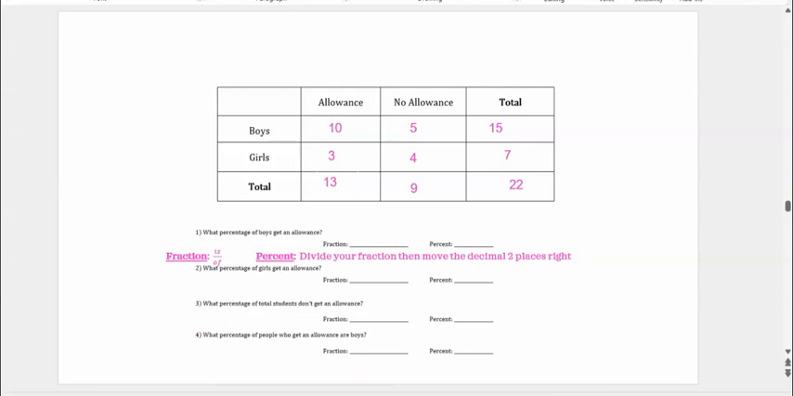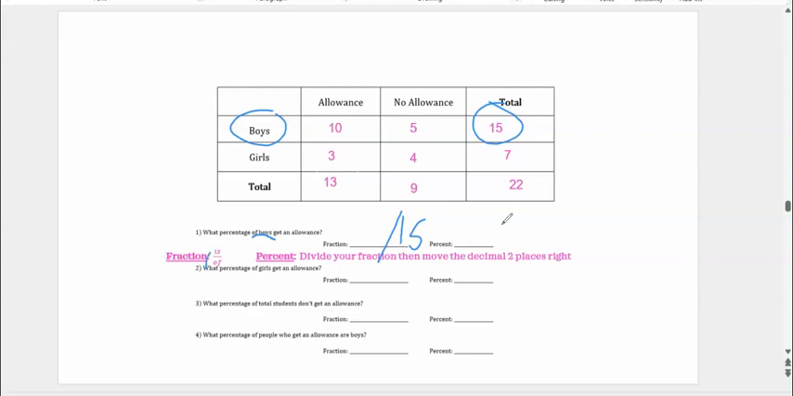So the first thing says, what percent of the boys get an allowance? Okay, this is what I'm talking about with the wording of boys. Boys goes on the bottom. So, okay, focus on boys, go all the way to the total. There's 15.